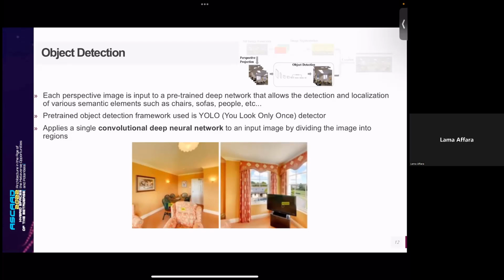The output of this module will give us some interesting objects inside the scene or inside the projected images of the scene. So for example, here, you can see a perspective image from a scene, from a panoramic image, and we detected the chair, for example, and the sofa, and we detected from another angle the TV monitor. So for the same panoramic image, at different angles, you will find different objects that are related to the virtual environment. So this is the object detection module.